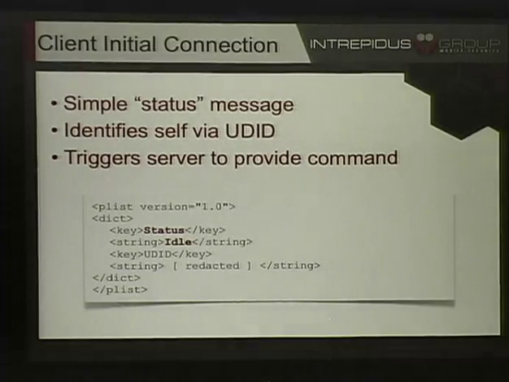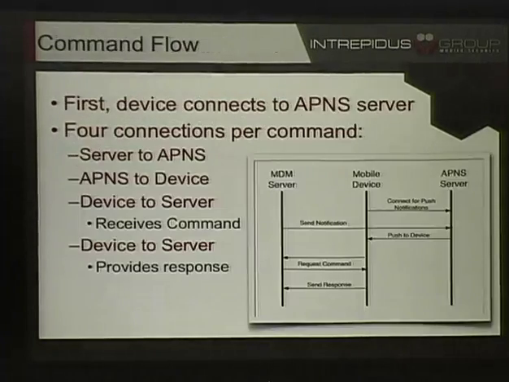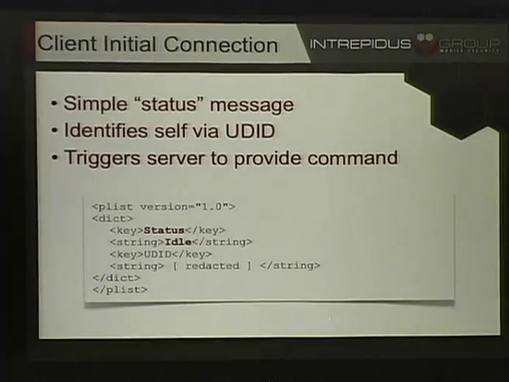So here's what the initial response looks like. Back where I say the device talks to the server and gets a command, this is what the device says to the server in order to get that command. It's just a very simple message that says status idle. And again, it's identifying itself by the unique device identifier. That way the server can say, okay, here's iPod such and so, you need to do this, and then it responds with a command.